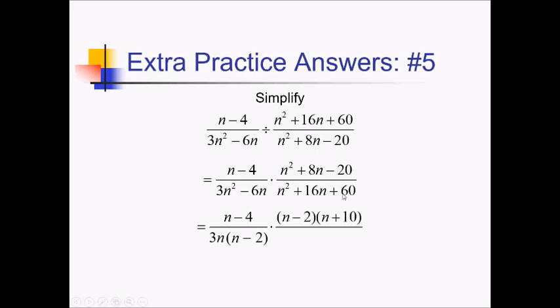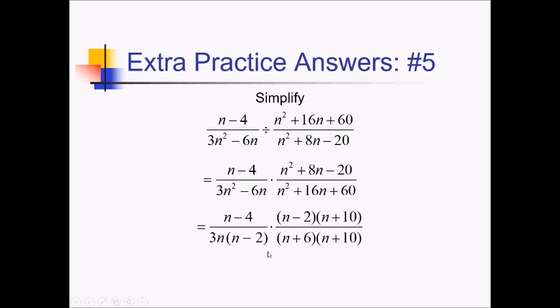And now in the lower right, I need factors of 60 that add up to 16. So let's see, 1 and 60, no. 2 and 30 doesn't work. 3 and 20 doesn't work. 4 and 15 is getting closer. How about 5 and 12? It's closer still. 6 and 10. 6 and 10 adds up to 16. So we have n plus 6 and n plus 10.